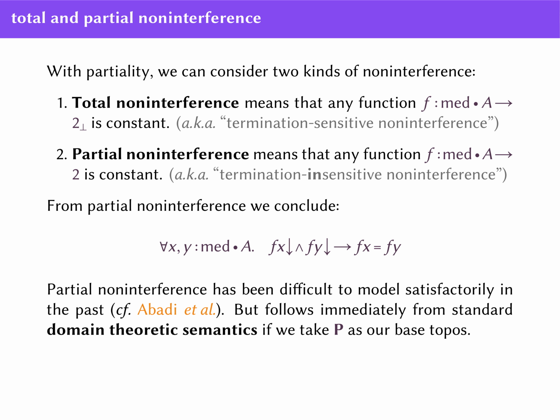In the presence of partiality, there are at least two different kinds of non-interference that we could consider, corresponding to the two different ways to think of a partial function as a total function. On the one hand, total, or termination-sensitive non-interference, states that any function from a sealed type into the lift of the Booleans is constant. On the other hand, partial, or termination-insensitive non-interference, states that any function from a sealed type into the Booleans is constant.